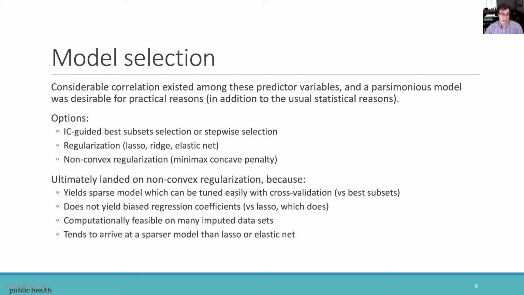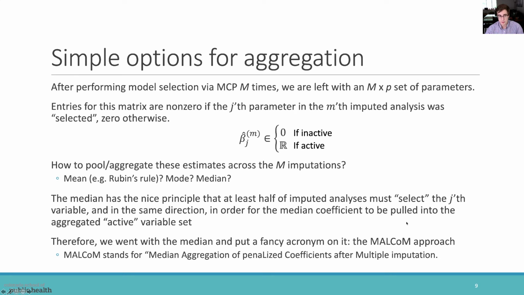Ultimately, we landed on the last of those, non-convex regularization procedures, because of these reasons listed here. It's easy to tune, computationally efficient, which is important with a lot of data sets or a lot of imputed data sets. It doesn't yield biased regression coefficients, and it tends to arrive at a sparser model, or more parsimonious model than the lasso or the elastic net procedures. Okay, so we decided on MCP, we decided on multiple imputation.